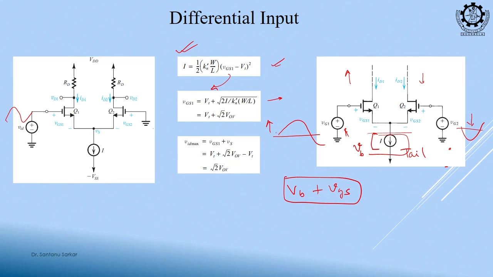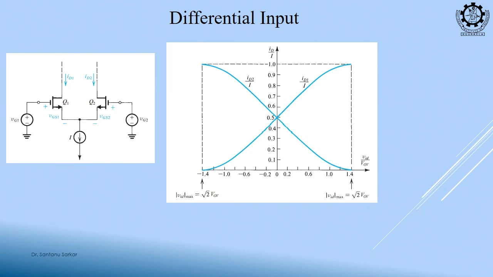Okay. So, VGS is equal to VT plus the square root of 2I over the overdrive voltage VOV, and what is VID max? VID max is VGS plus VS, and from this equation, VDS should be greater than or equal to VGS minus VT. From this you will get the VD and this condition. Okay.